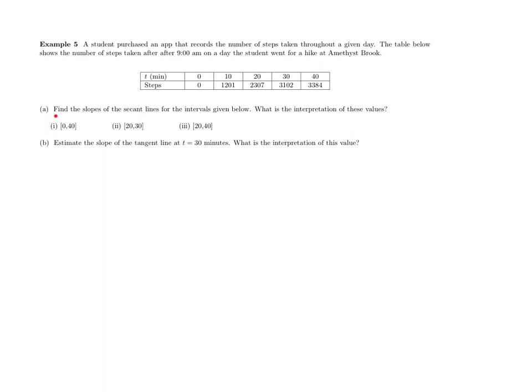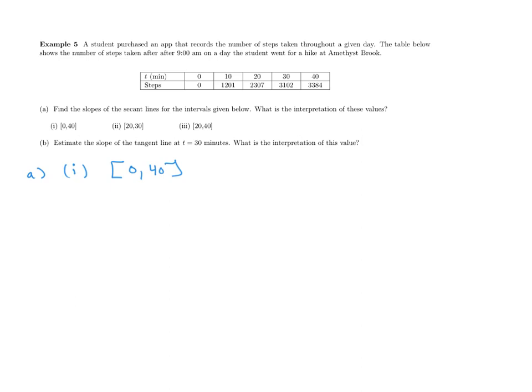For part A, I want to find the slopes of the secant lines for these intervals, and I want to know what is the interpretation of these values. So in part A, if we look at the first part of this, the interval is from 0 to 40. So I want the slope of the secant line that goes between these points. This will be a very easy computation.